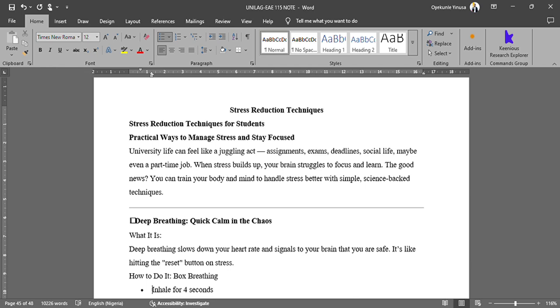Assignments, exams, presentations, deadlines, social life, maybe even a part-time job for those who are helping themselves to study. When stress builds up, your brain struggles to focus and learn. The good news is that you can train your body and mind to handle stress better with simple science-based techniques.